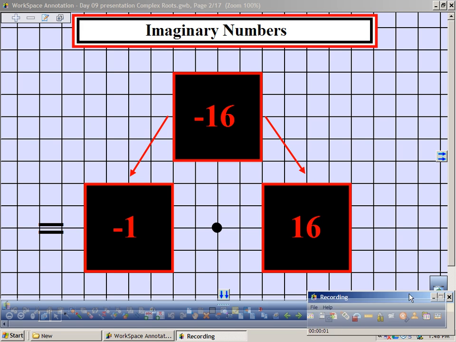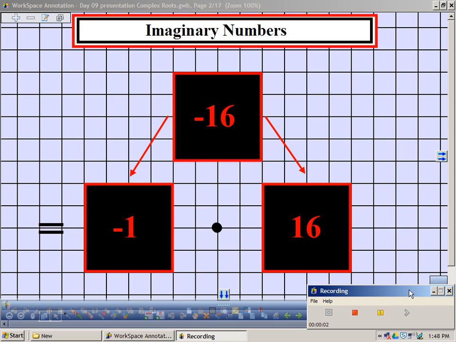Imaginary numbers. So remember when we were doing the quadratic formula worksheet and you get a negative underneath the square root, we'd say what? 2 complex roots, right? We can't solve for those roots. So those roots are imaginary. So we're going to talk a little bit about imaginary numbers today.